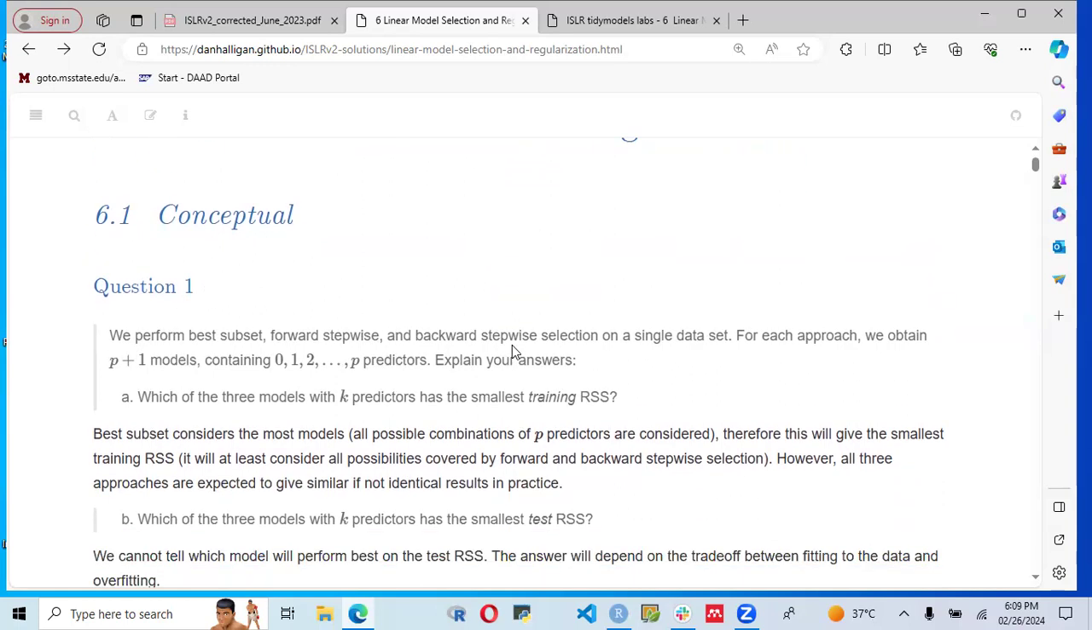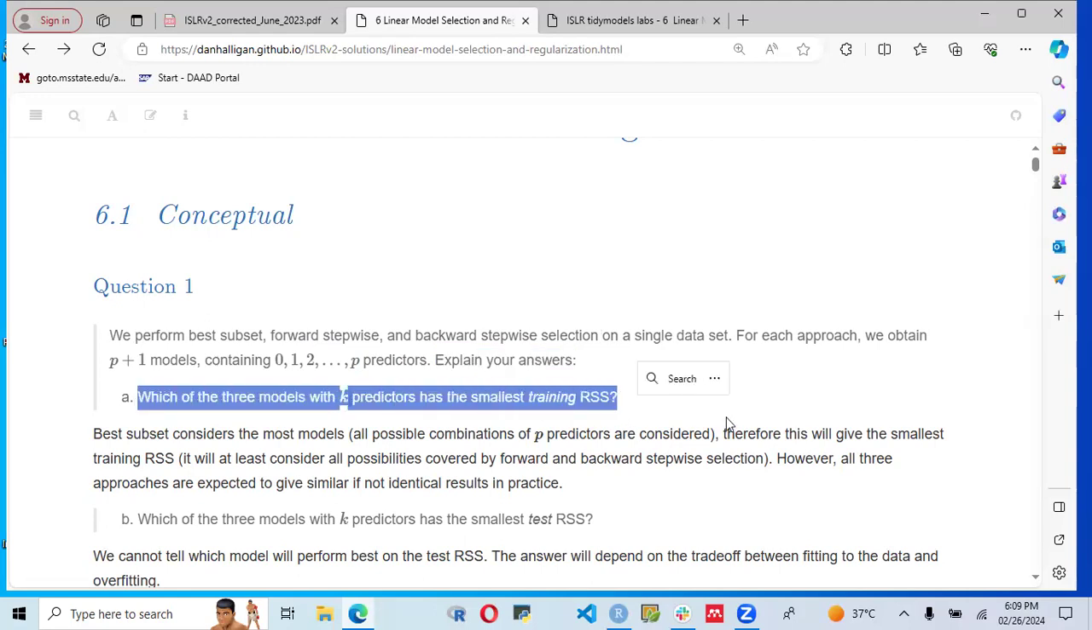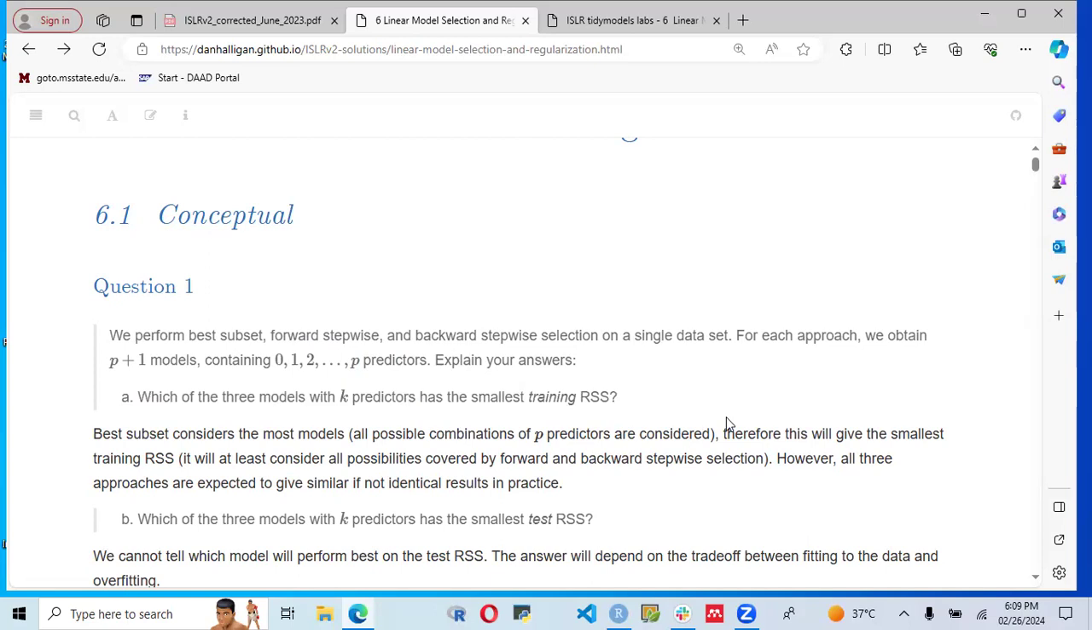The first question in the chapter says we perform best subset, forward stepwise, and backward stepwise selection on a single data set. For each approach, we obtain p plus one models containing zero predictors, one predictor, two predictors, and p predictors. They ask us to explain our answers. Then they ask which of the three models with k predictors has the smallest training residual sum of squares.